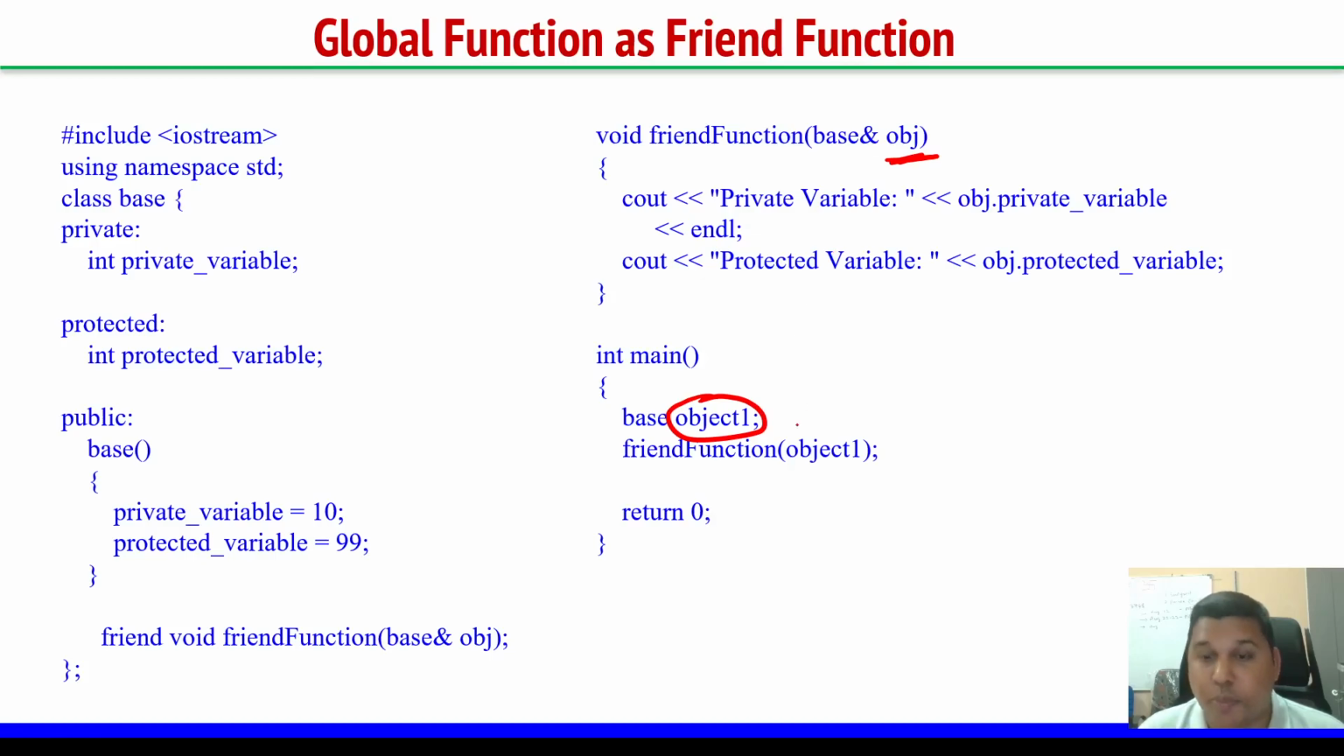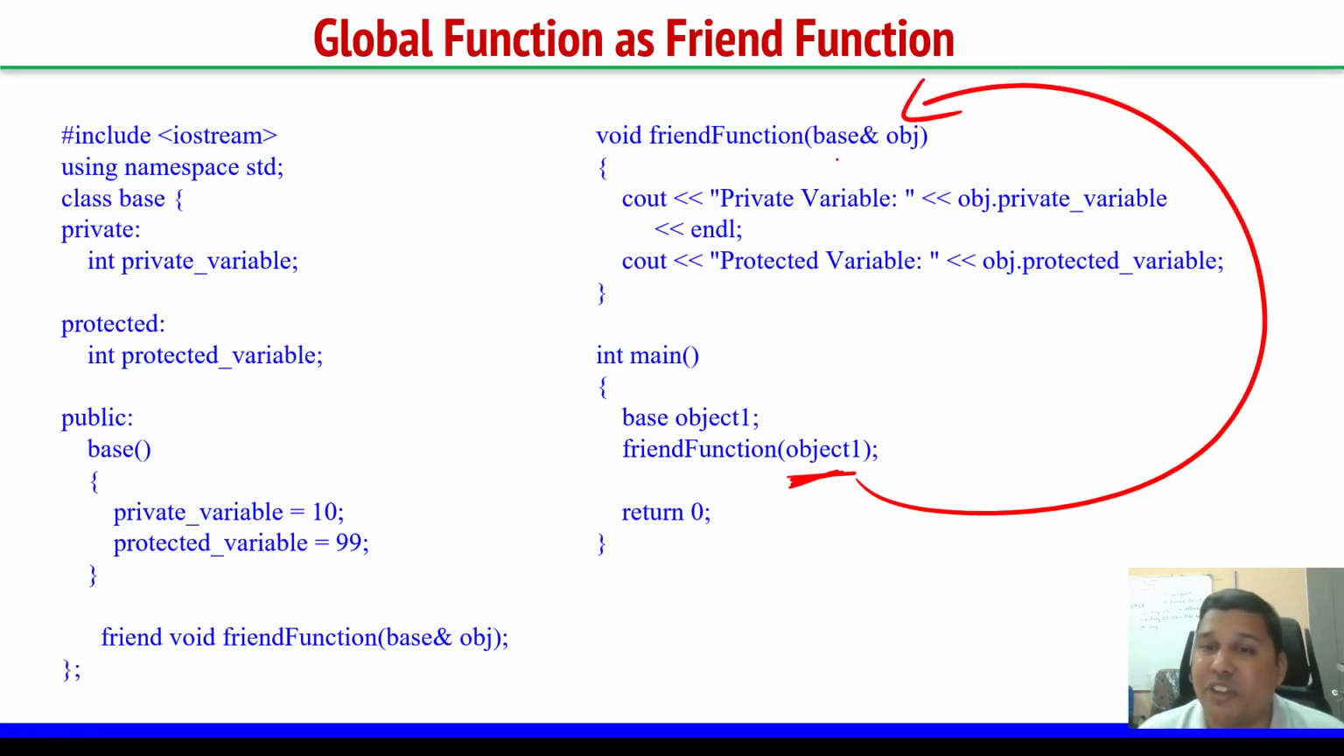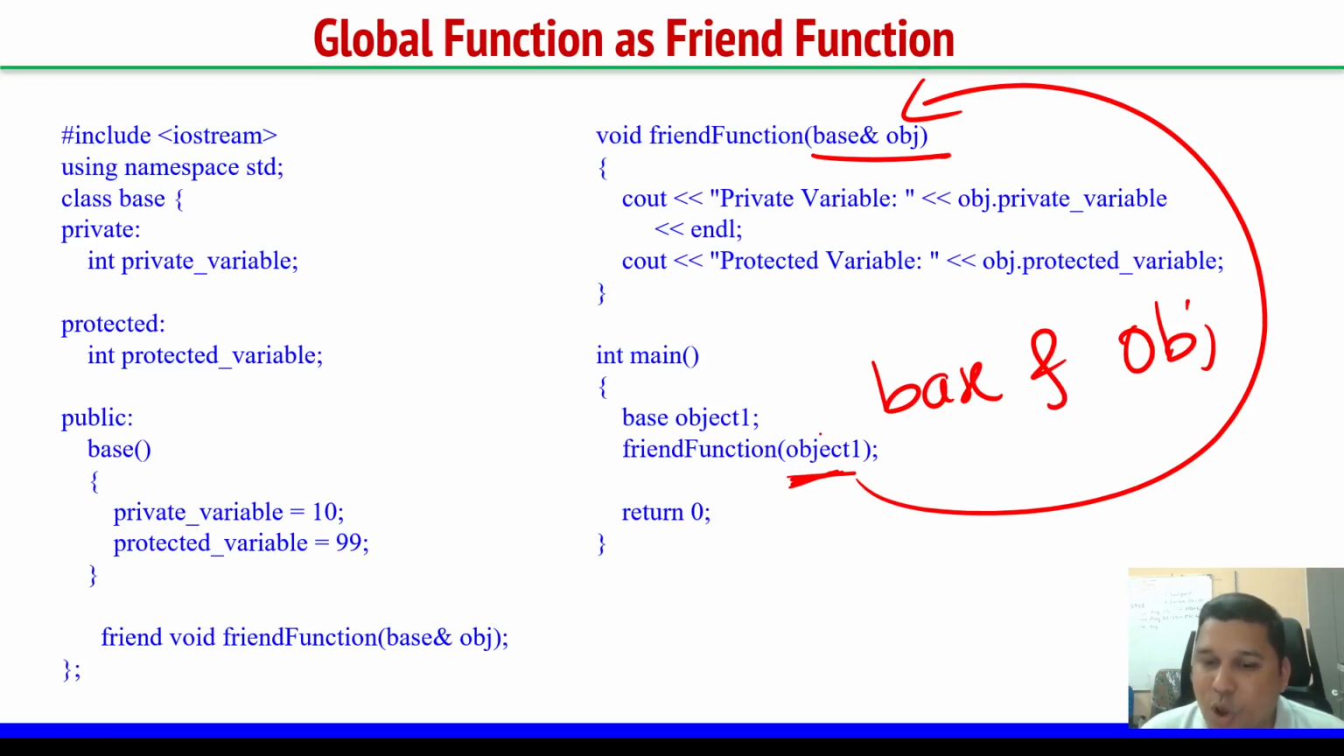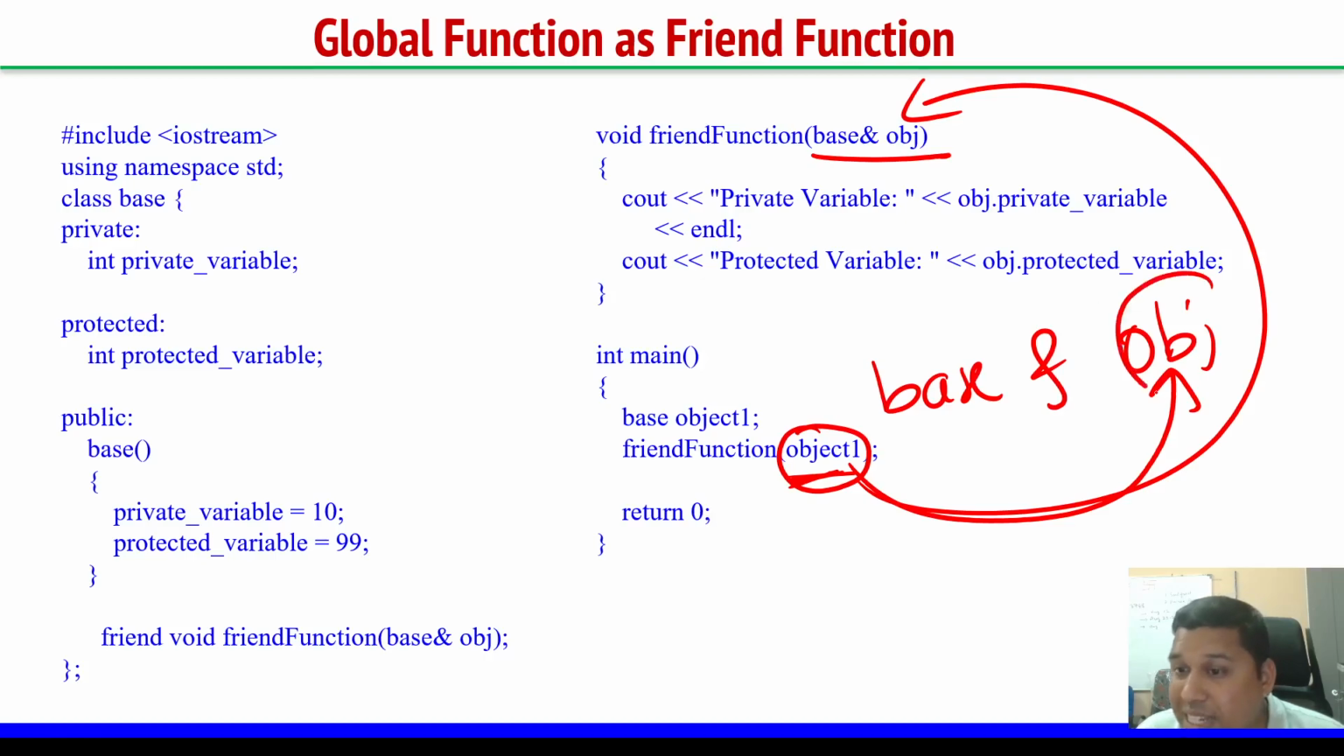Second point, when you are passing an object as a parameter to a function, at the receiving end it should have this kind of syntax: base class ampersand the dummy. So it means object 1 properties are copied into obj, and the meaning of this statement is obj is an object of base class. Obj is an object of base class.